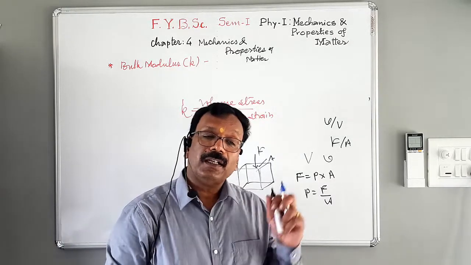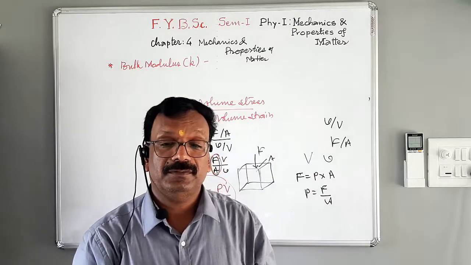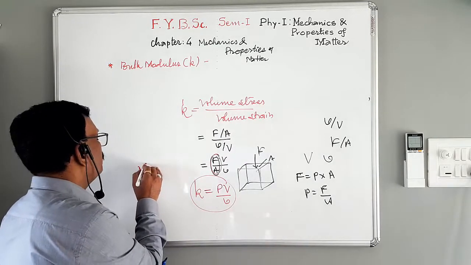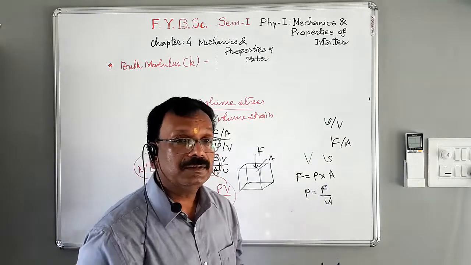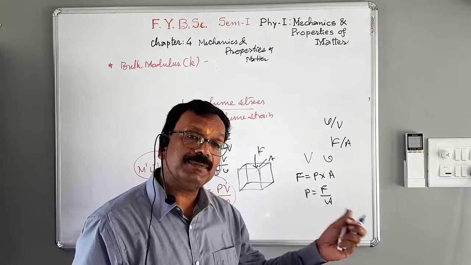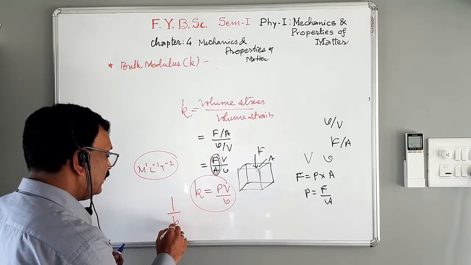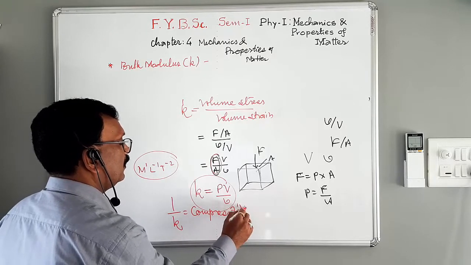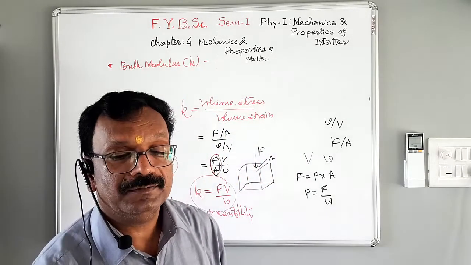Okay. Now the unit and dimension of bulk modulus is the same as that of pressure. What is the dimension of pressure? M raised to 1, L raised to minus 1 and T raised to minus 2. And the unit of pressure is Newton per meter square, the SI unit, and dynes per centimeter square is the CGS unit. Remember that 1 upon K is nothing but compressibility, and hence we can say that the reciprocal of bulk modulus is called compressibility.